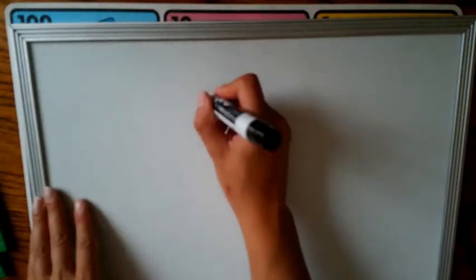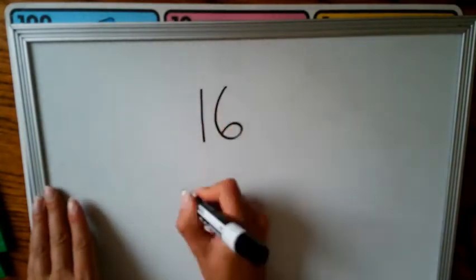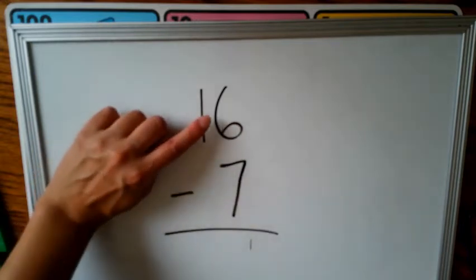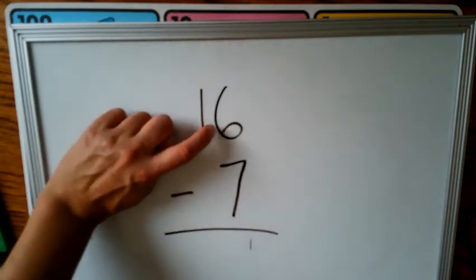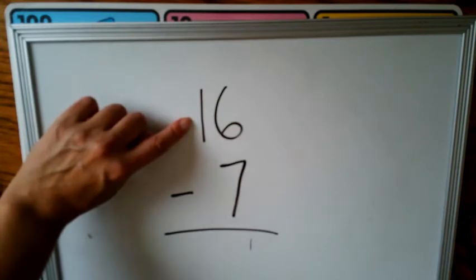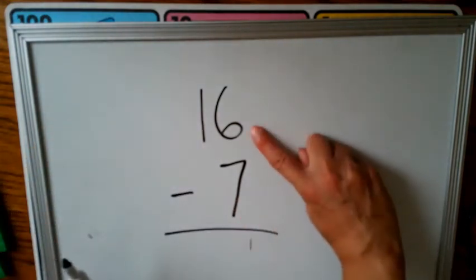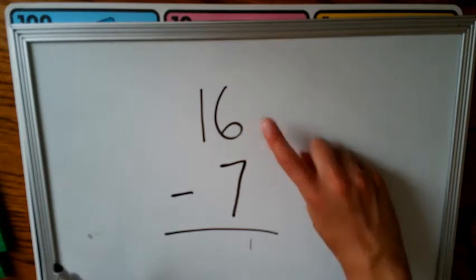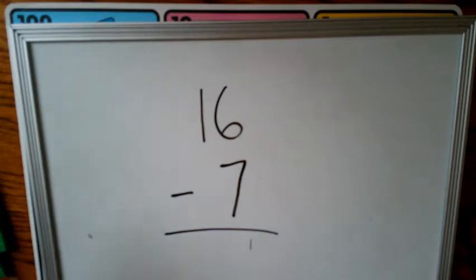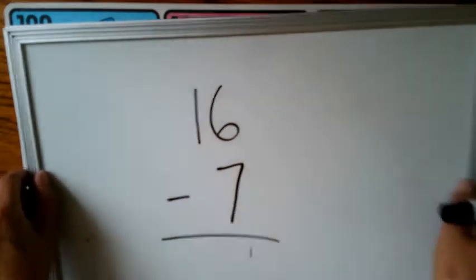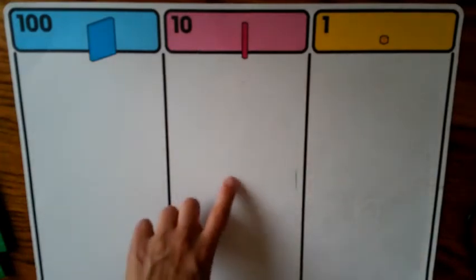Okay, let's try 16 minus 7. I notice that there's now a 6 in the ones place in the number 16. And if I look here, my math skills tell me that 6 is less than 7. So what do I do? Well, I'm going to start by building this number right here on my place value chart.